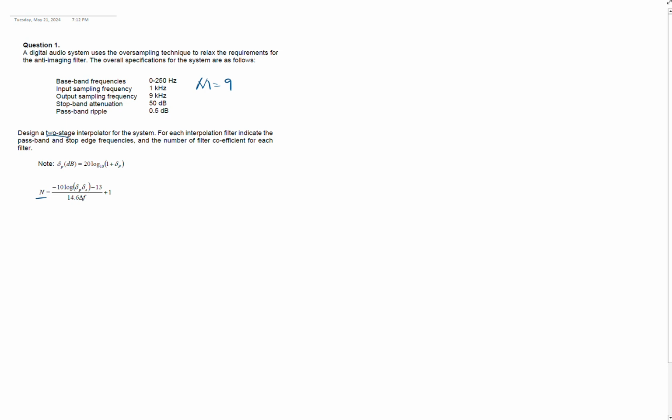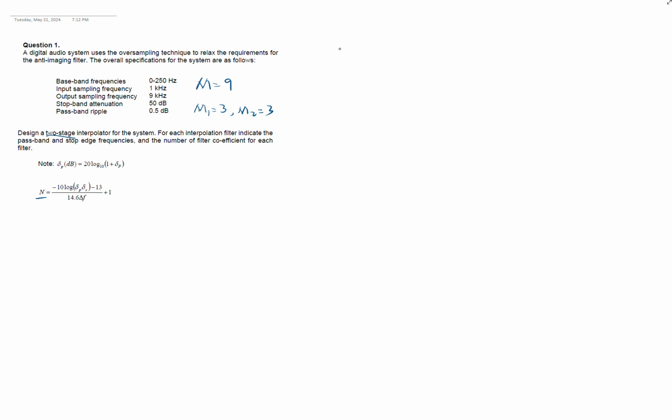Design a two-stage interpolation system, so M1 equals 3 and M2 also equals 3. 3 by 3 is 9. For each interpolation filter, indicate the pass band and stop band edge frequency. We need a low pass filter to do that, and the number of filter coefficients for each filter. Basically we want to find out the N for each filter.